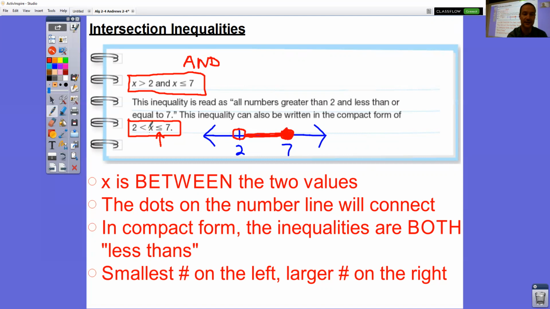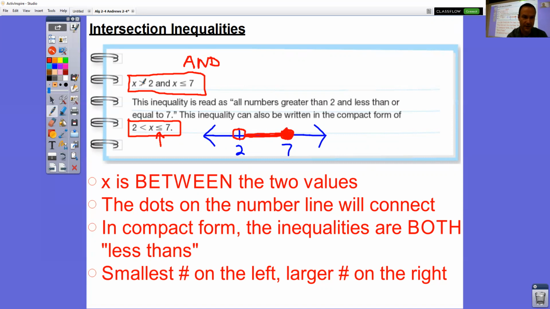Now, notice that this doesn't include the 2 here. So that's why we have an open dot. So anything from like 2.00001 all the way up to and including 7.0. So that's what this looks like.